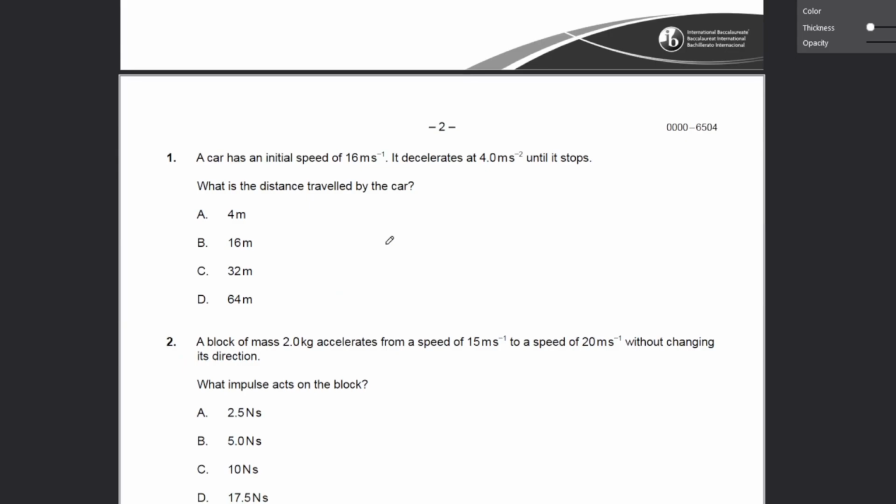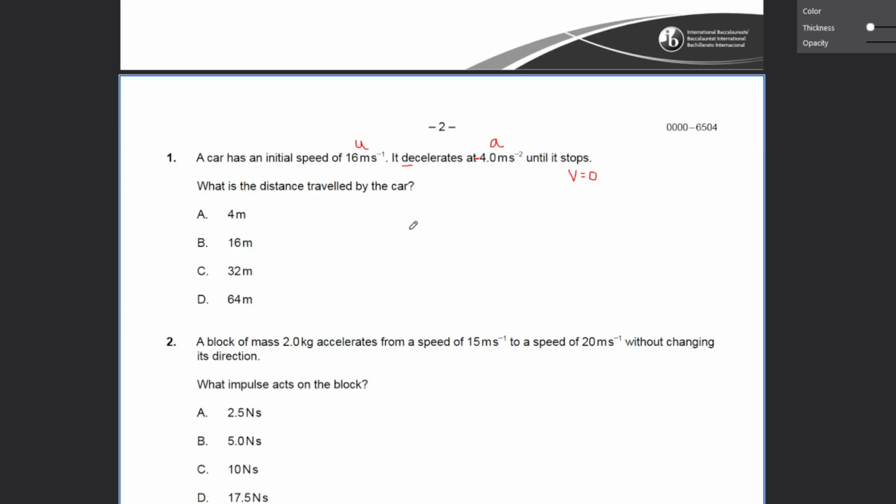A car has an initial speed of 16 meters per second. So 16 here is our u. It decelerates at 4 meters per second squared until it stops. So here, this is our a, but since it is decelerating, I'm going to write a negative sign in front of this. Then it stops, so that tells me that v is going to equal 0. And then the question is asking for the distance traveled by the car.